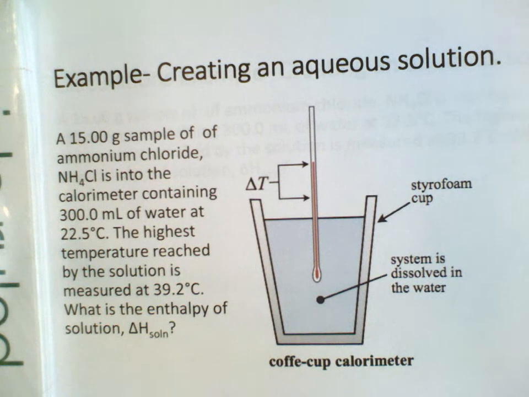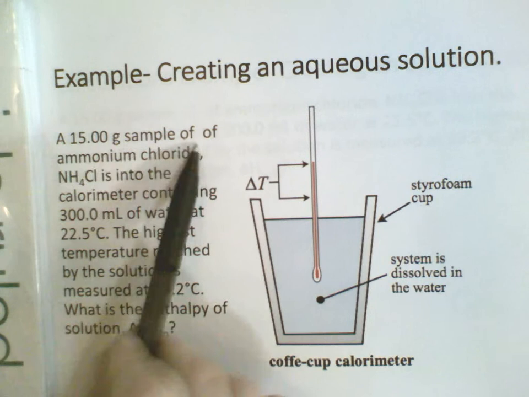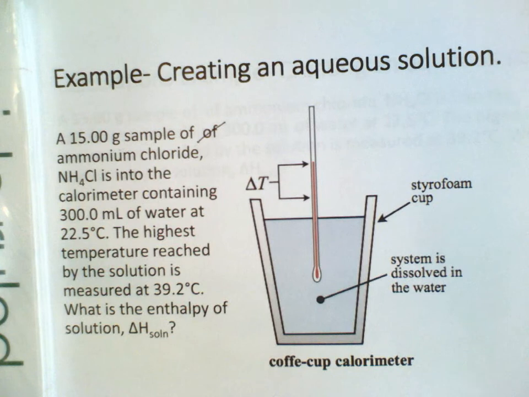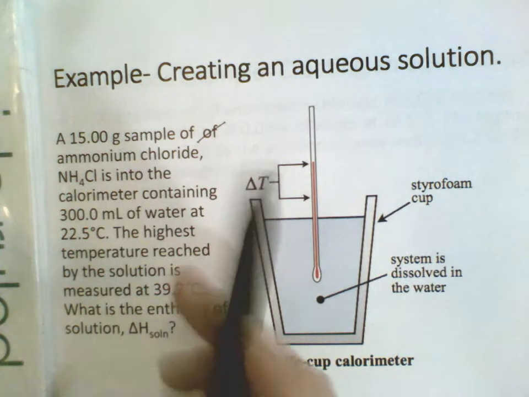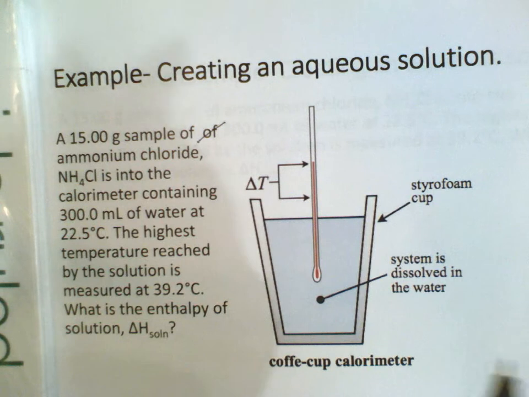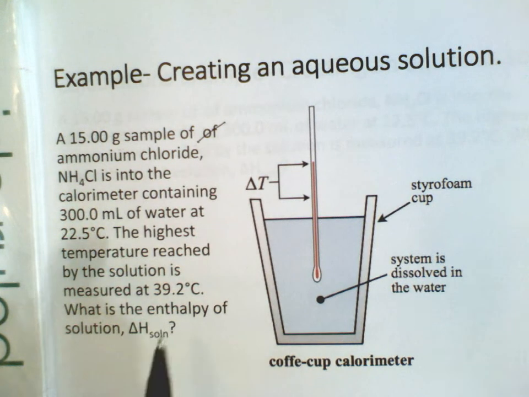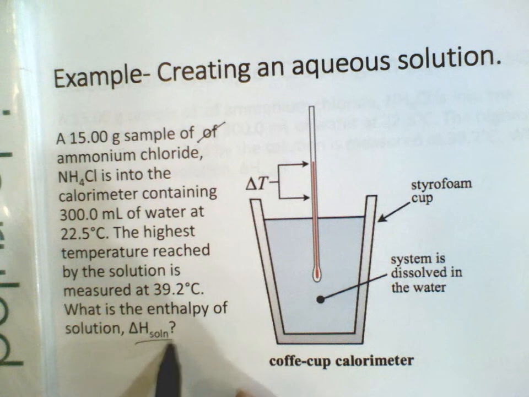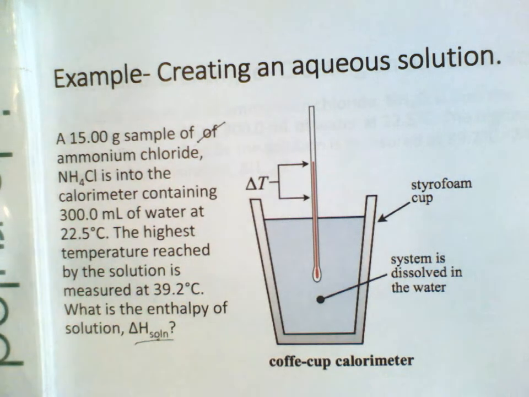So, dissolving a salt into water. So, a 15-gram sample of ammonium chloride, NH4Cl, is put into the calorimeter containing 300 milliliters of water at 25.5 degrees Celsius. The highest temperature reached by the solution is 39.2 degrees Celsius. We want to find the enthalpy of solution. So this is the same as our enthalpy of reaction. We just label it a little different because it's not a reaction. We're just creating a solution, dissolving. So different label, same process.